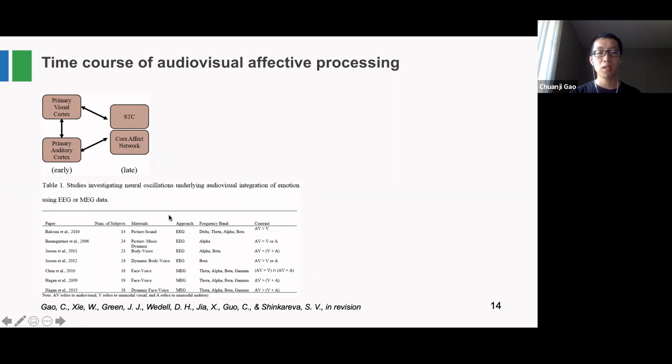The previous literature has focused on neural oscillations, and this is a summary of the previous literature examining audiovisual affective processing, focused on the time-frequency analysis of EEG data. Most of the literature uses a comparison between the audiovisual condition versus the sum of the unimodal conditions. This approach is suggested to identify the brain regions that are involved in combining visual and auditory signals. What they found is that a bunch of frequency bands might be related to audiovisual affective processing, such as alpha, beta, theta, and delta. It's mostly low frequency bands, but there are also some high frequencies identified by several MEG studies.